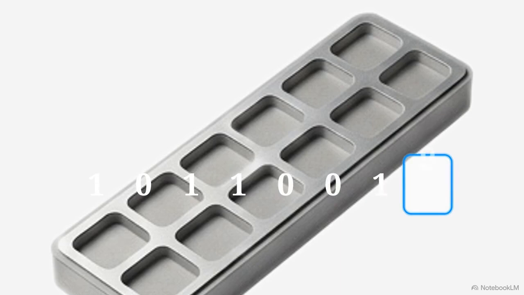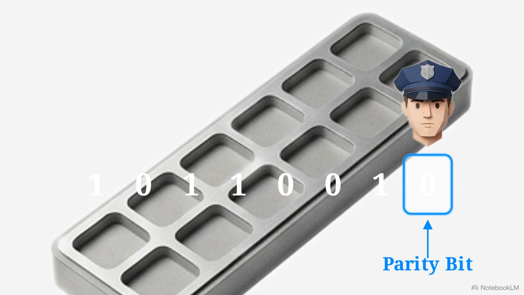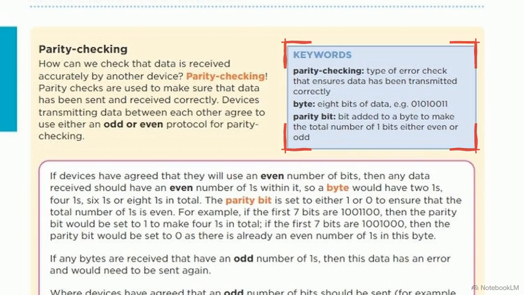Instead of sending just a standard block of 7 bits of data, the system tacks on one extra bit at the very end of the sequence. That single extra bit acts as a security guard for the entire byte. It gives the receiving device a way to check the math and verify if the data it just received is exactly what was originally sent. This security guard follows a strict counting protocol.